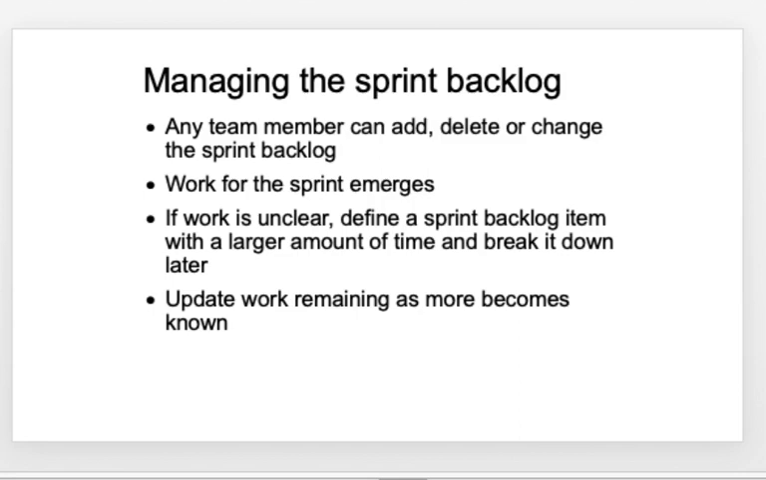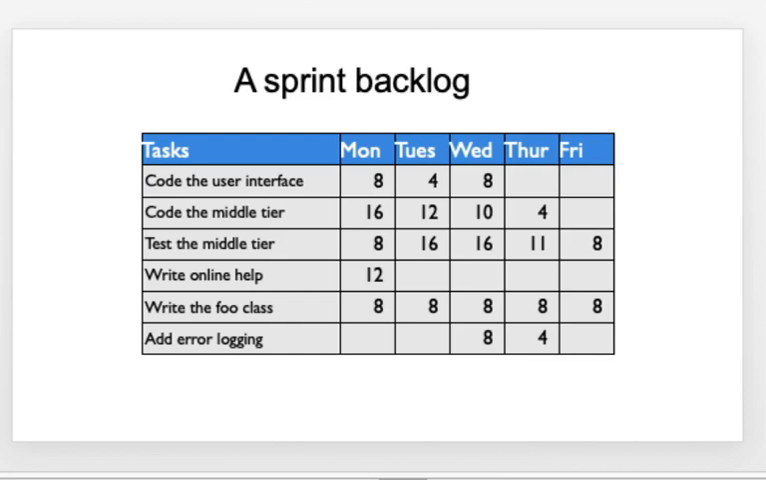That is possible. So this is how a sprint backlog looks, where you have a set of tasks listed like code the UI, code the middle tier, test the middle tier, and so on. Then you have days of the week in the further columns like Monday, Tuesday, Wednesday, Thursday, and Friday. So normally the industry is a 5-day week. So that is why Monday to Friday is listed here, and you have some numerical values like 8, 4, 8, and so on. And this is how a sprint backlog looks.